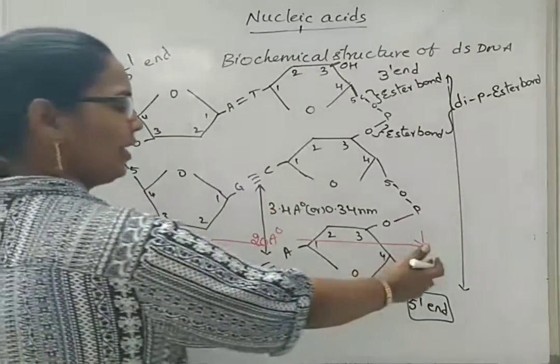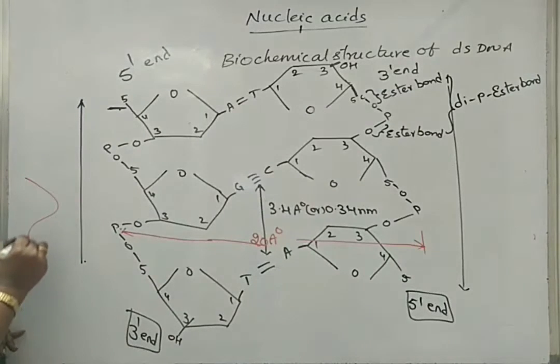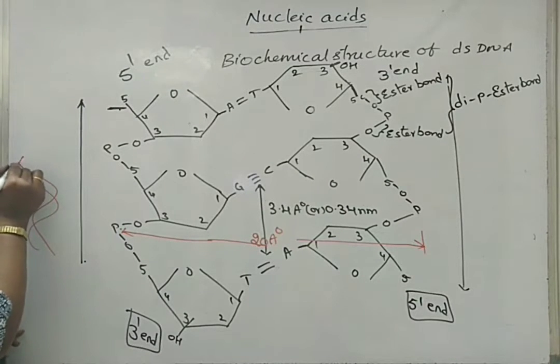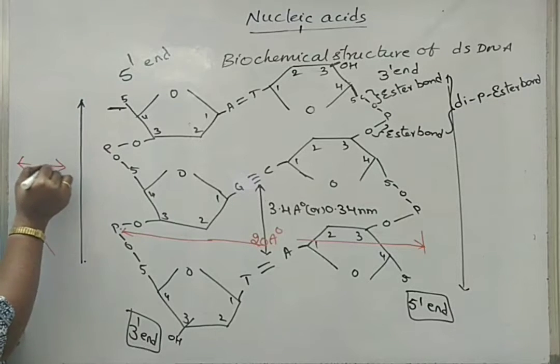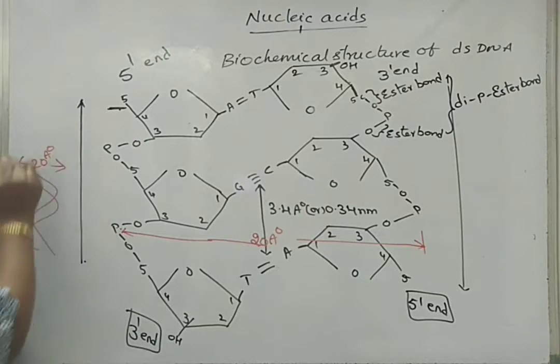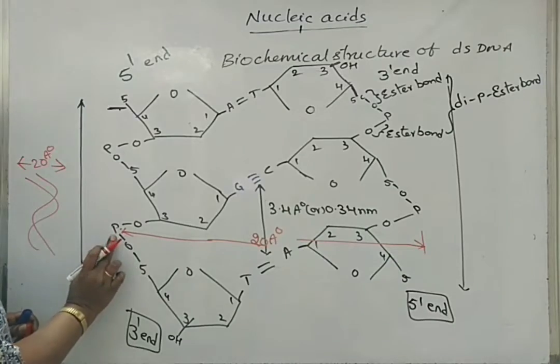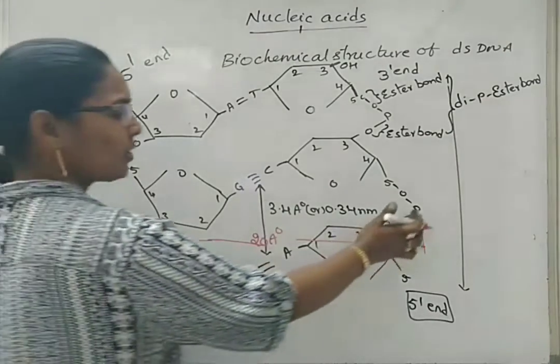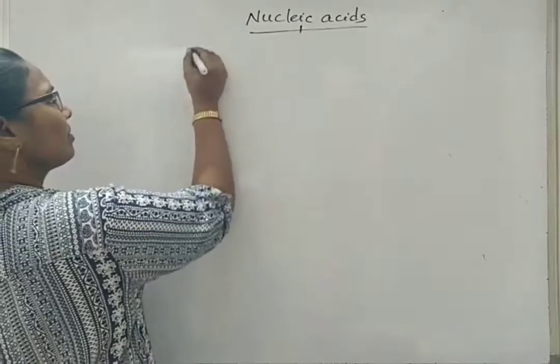This is the width we commonly tell when we are drawing the structure of DNA and telling the diameter between the strands is 20 angstroms, means between the phosphate of one end and the phosphate of the other end.